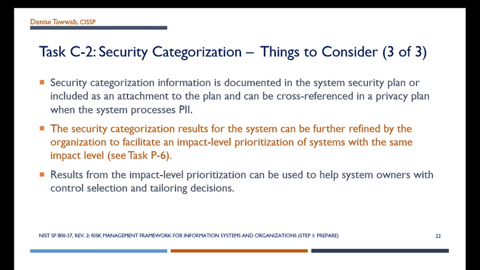Security categorization information is going to be documented in the system security plan or included as an attachment to the plan, and can be cross-referenced in a privacy plan when the system processes PII. Your categorization results for the system can be further refined by the organization to facilitate an impact level prioritization of systems with the same impact level. Results from the impact level prioritization can be used to help the system owners with control selection and also baseline tailoring decisions.